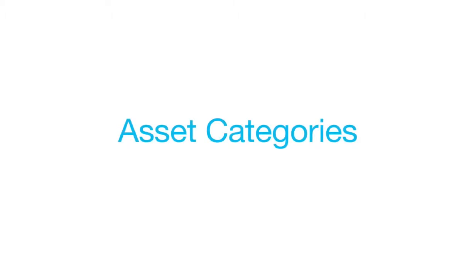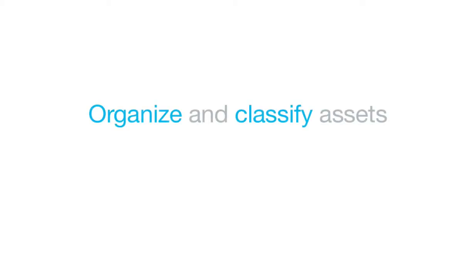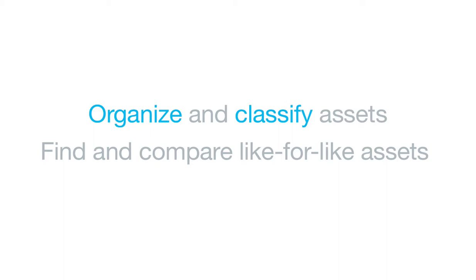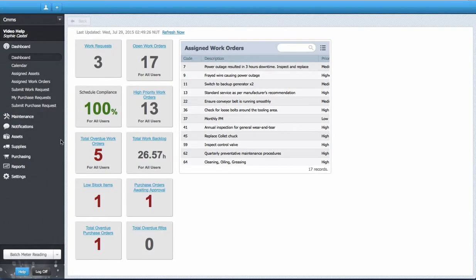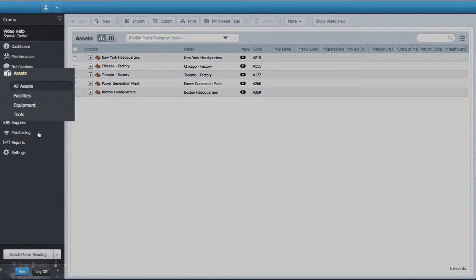This video will introduce you to the concept of asset categories. Asset categories are used to help organize and classify your assets into types. In essence, asset categories make it easier to find or compare like-for-like assets. You'll notice the CMMS ships with some default asset categories such as facilities, equipment, and tools.